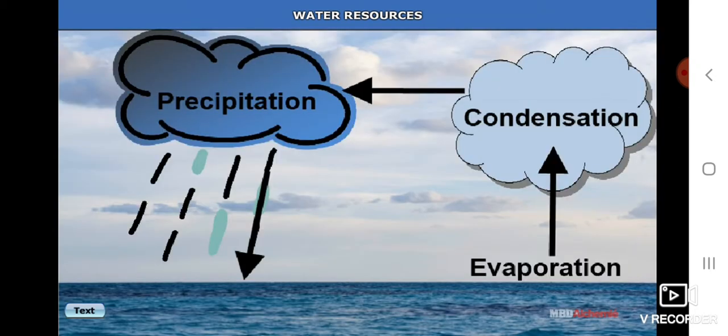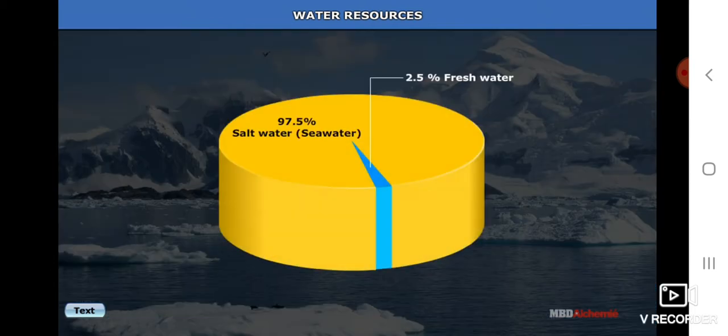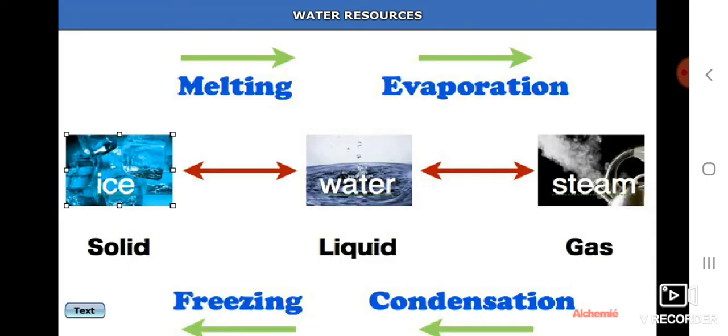Oceans are the main source of precipitation on ground. The water that falls on the ground is generally termed fresh water. The fresh water is only 2.5% of total water on the Earth. On Earth, fresh water is found in all its three states: solid, liquid, and gaseous.